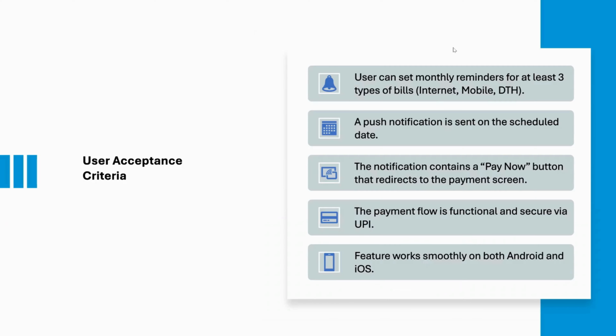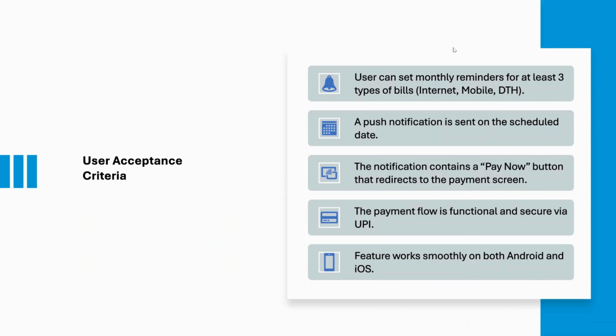The next is user acceptance criteria. So what is the user acceptance criteria? The user can set monthly reminders for at least three types of bills. A push notification should be sent on the scheduled date, which the user has scheduled. The notification contains a Pay Now button that redirects to the payment screen. The payment flow is functional and secure via UPI. The feature should work on all platforms, that is Android and iOS, as well as tablet.